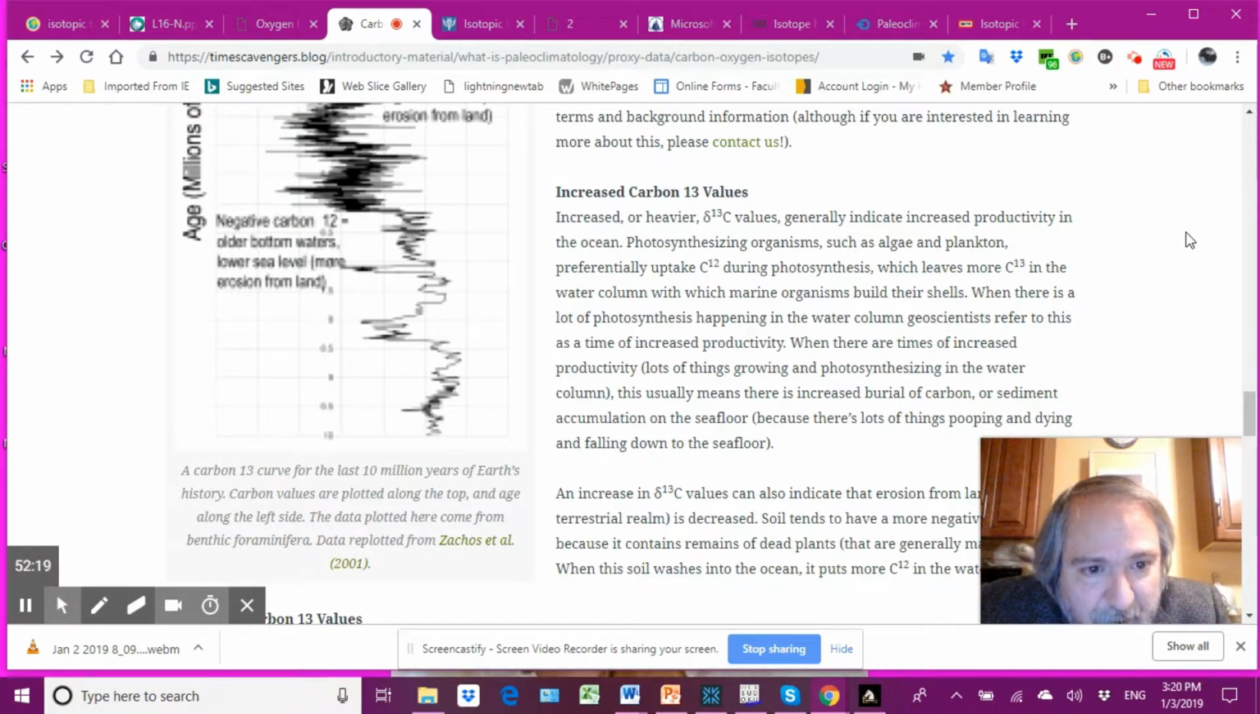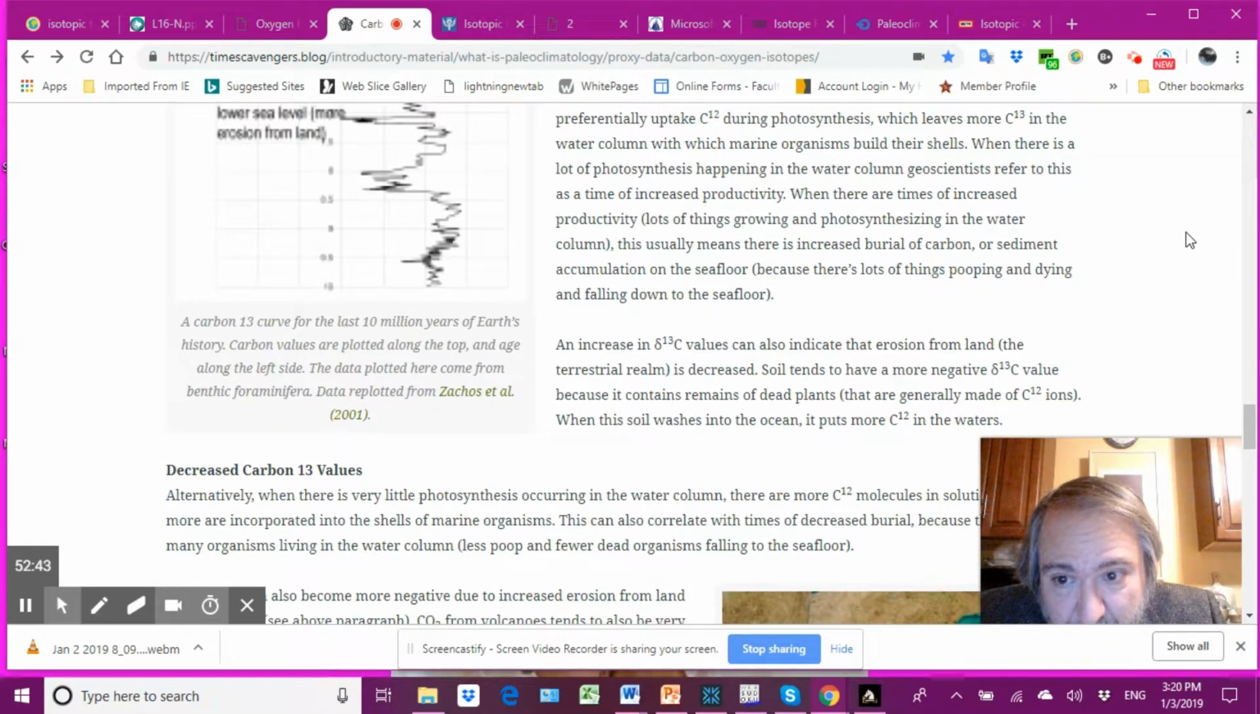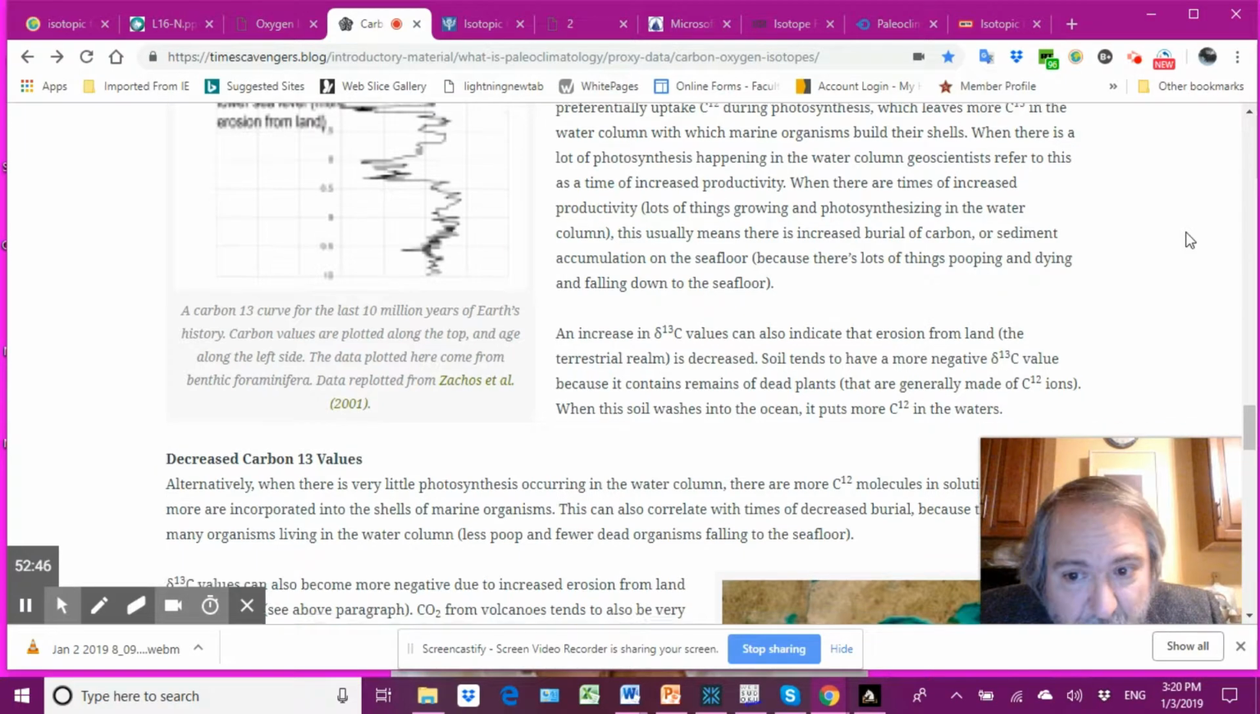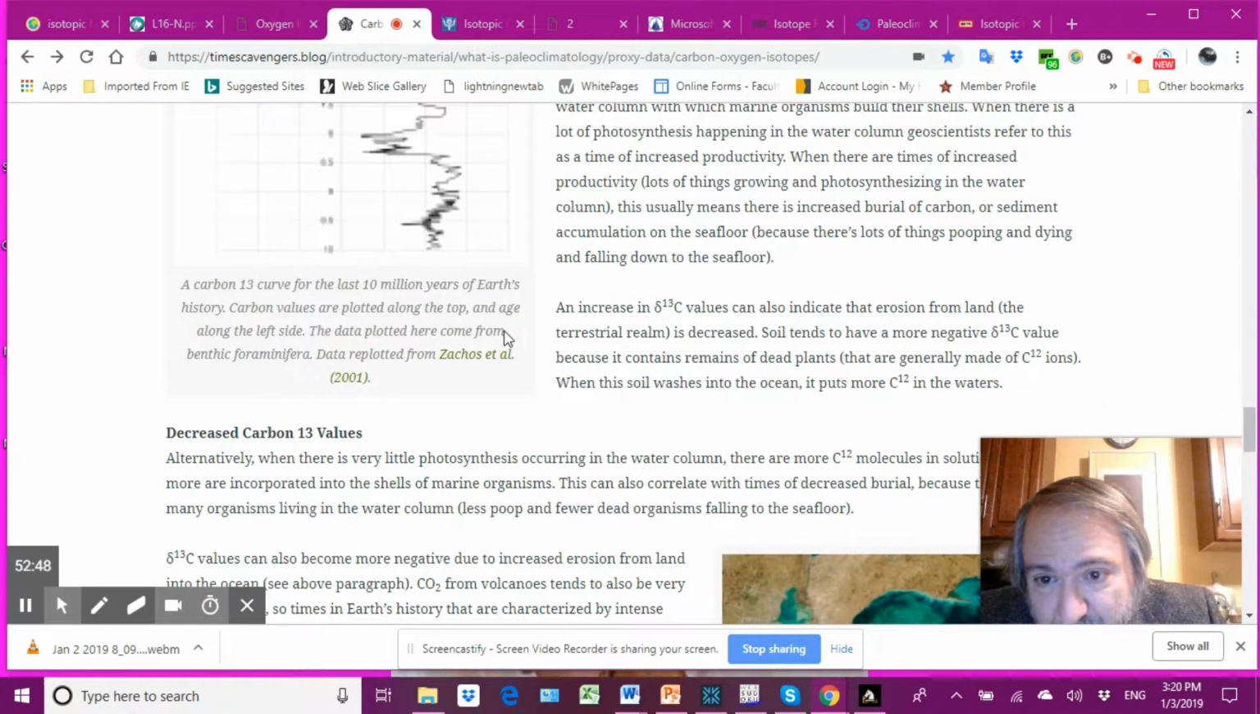So when there are times of increased productivity, lots of things growing and photosynthesizing in the water column, this usually means there's an increased burial of carbon, or sediment accumulation on the seafloor. Right? Organisms die, they sink to the seafloor. So if they die with increased C13 in their shells, that means they died in a water column that was quite productive. By the way, this data comes from Zachos et al., the 2001 paper. That's what this figure comes from.